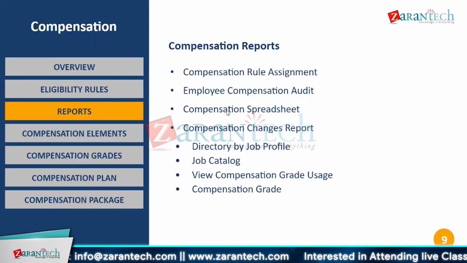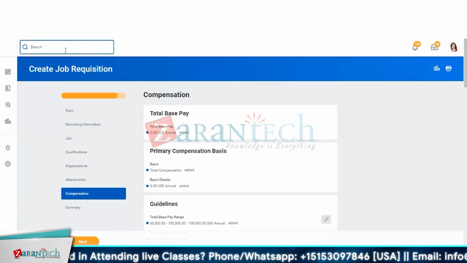We'll see what's called a compensation spreadsheet. This has all of the compensation data for the employee or for the list of employees. Then there's also the compensation changes report. There's a directory of job profiles. There's a job catalog and compensation grade. So I'm going to go ahead and enter the compensation report. Let's start with the compensation spreadsheet.